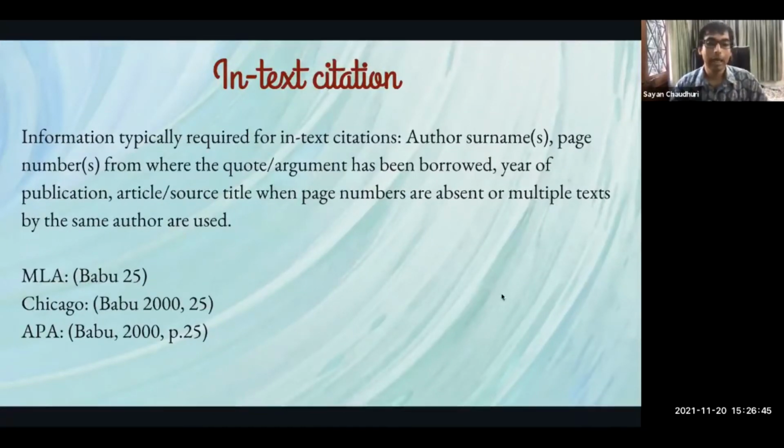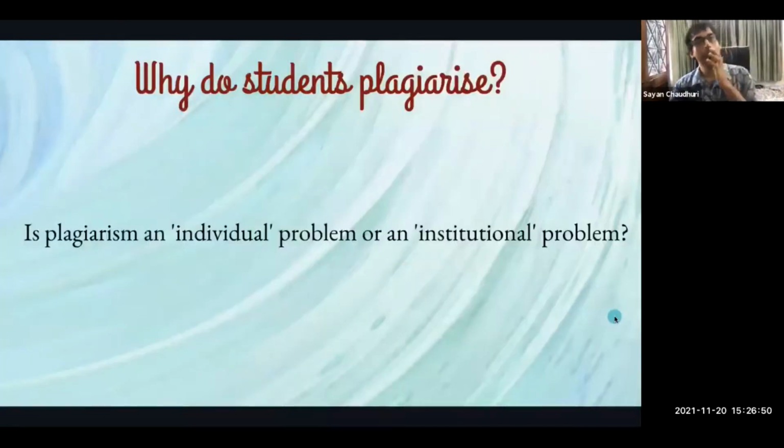Now, before we move on to the next part, where we'll talk about techniques of citing and how we can get better at citation, just a small reflection. And this is anticipated from the previous conversation about how we think of plagiarism. What do you think are the reasons for plagiarism?